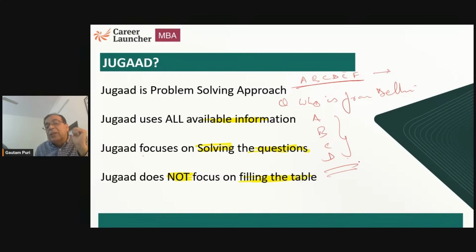Now this is giving me additional information. This is telling me E and F are not from Delhi. And that is information which I can use to fill up my table. So this is what I mean, that you have to use all available information and not restrict yourself only to the information given in the initial data set.